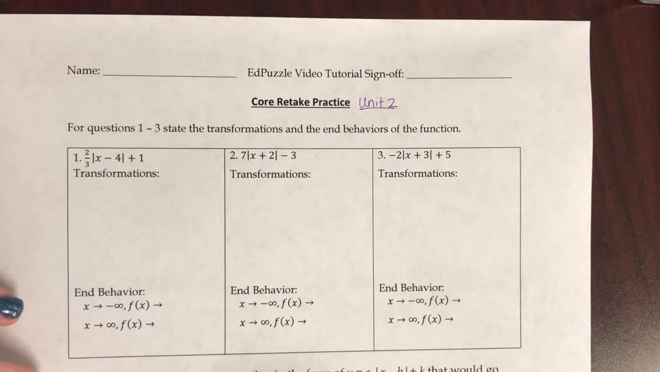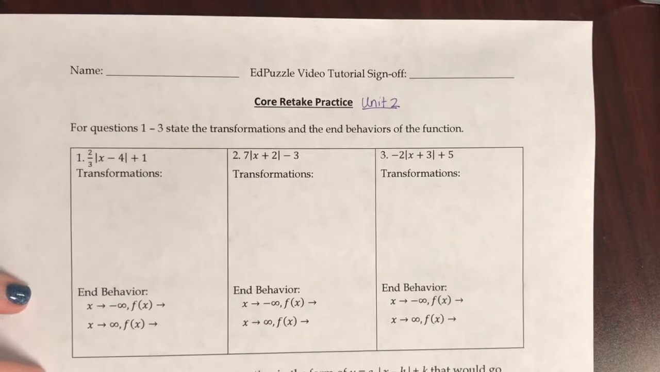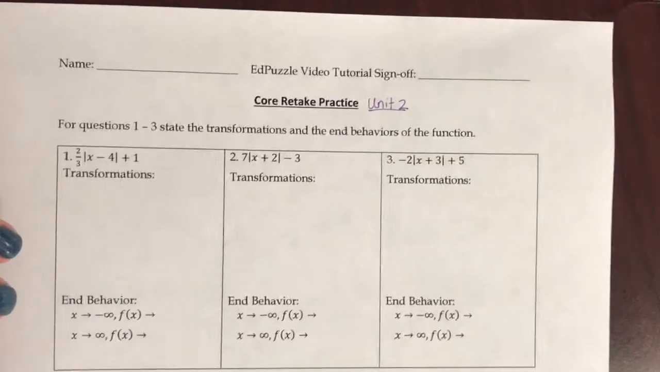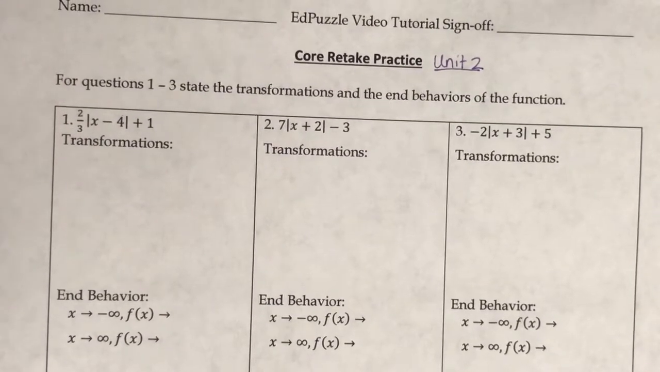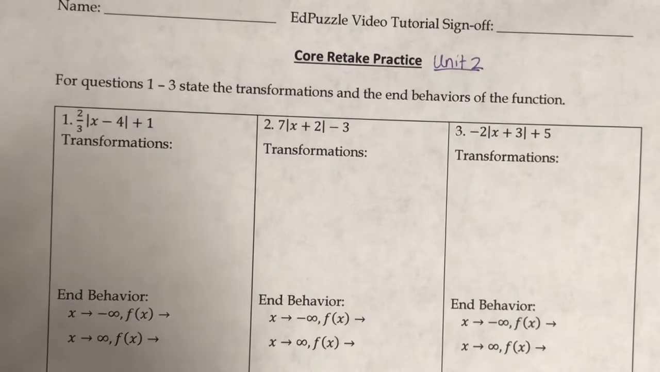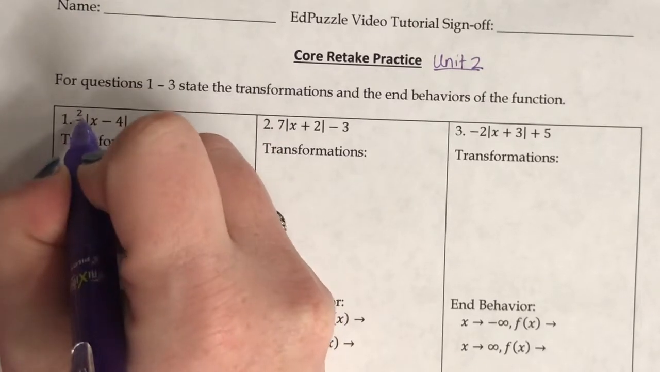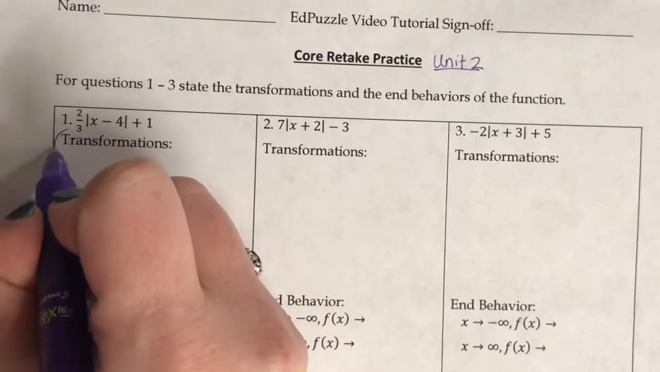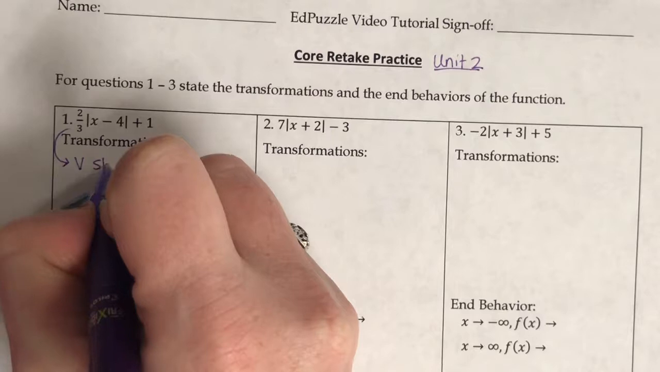This is the core retake practice for Unit 2. For questions 1 through 3, state the transformations and the end behavior of the function. So if you're unsure about some of these things, you can use your calculator to help, but you should be able to get it straight from the equations.